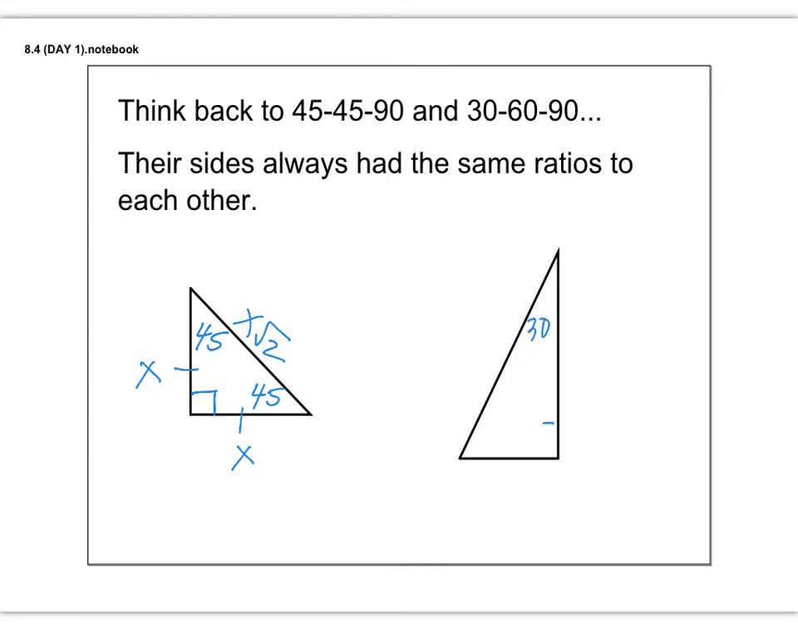And in the 30-60-90 triangle, we have angles that are 30 degrees, 60 degrees, and 90 degrees. And whatever the short leg is, the one opposite of the 30-degree angle, this is your short leg, whatever that is, the hypotenuse was always twice as much. So the hypotenuse was double the short leg, and the longer leg was a multiple of root 3. So you took the length of the short leg and you multiplied by root 3 to get the long leg.